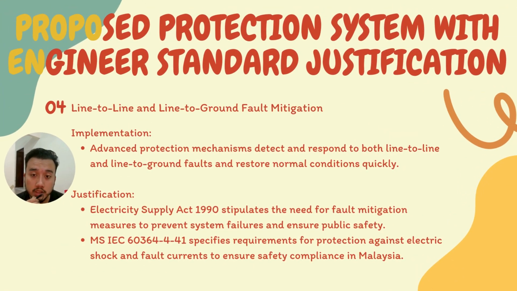The fourth proposed protection system is line-to-line and line-to-ground fault mitigation. The implementation of these two fault mitigations involves advanced protection mechanisms that will detect and respond to both line-to-line and line-to-ground faults and restore normal conditions quickly. The justification for this fault mitigation involves the Electricity Supply Act 1990, which stipulates the need for fault mitigation measures to prevent system failures and ensure public safety. The second one is from the MSIEC 60364-4-41, which specifies the requirements for protection against electric shock and fault currents to ensure safety compliance in Malaysia.